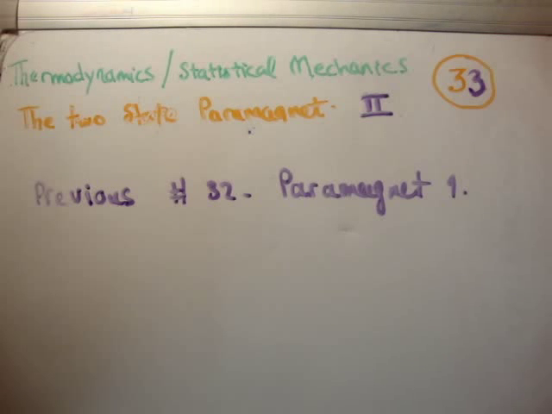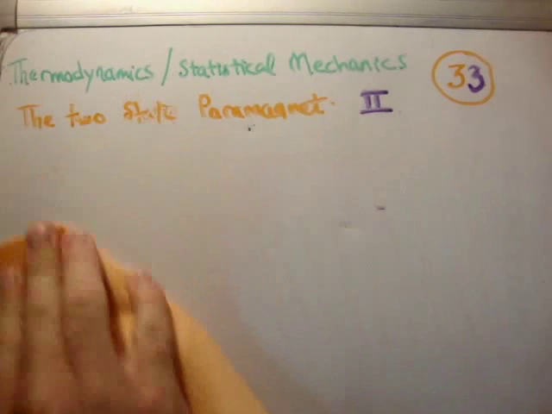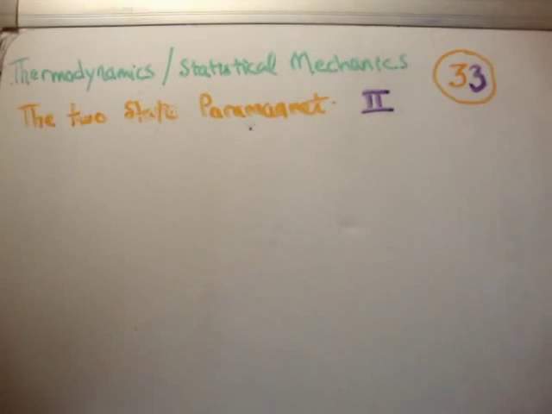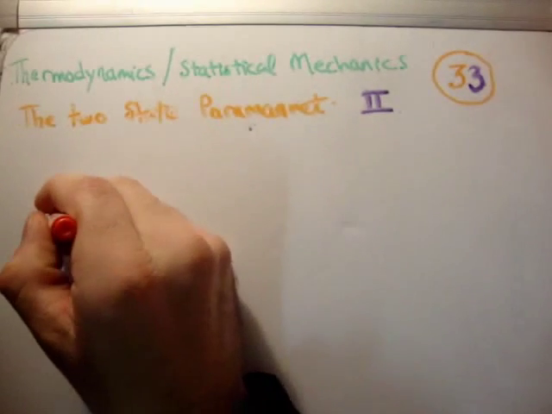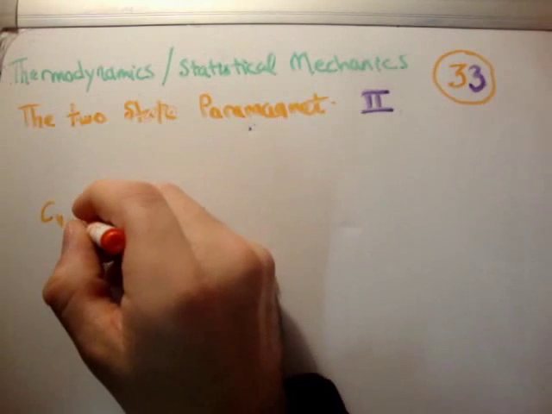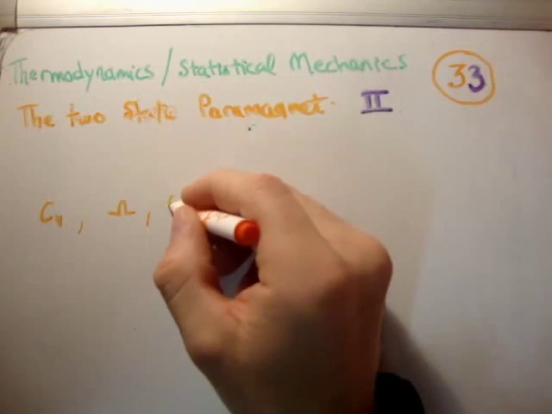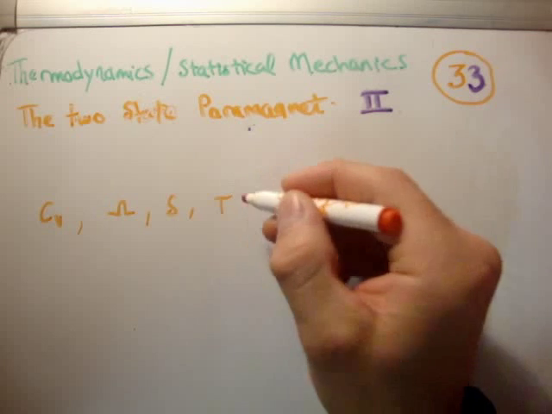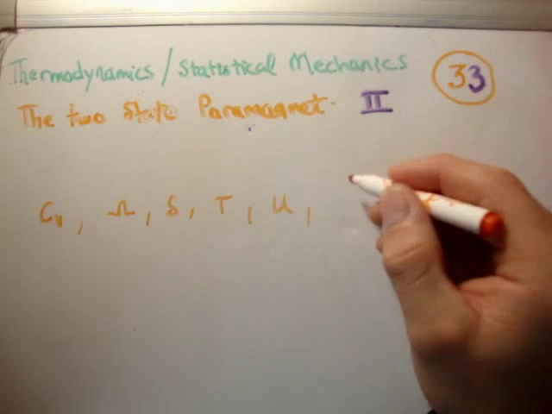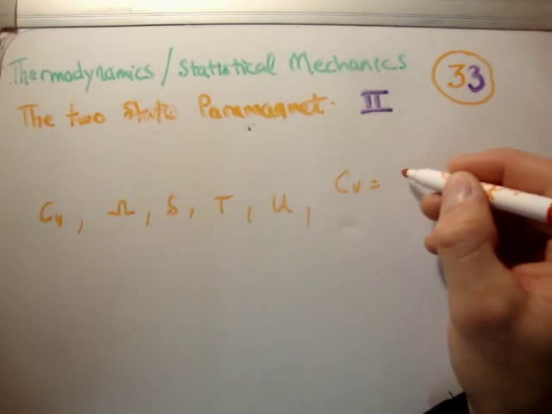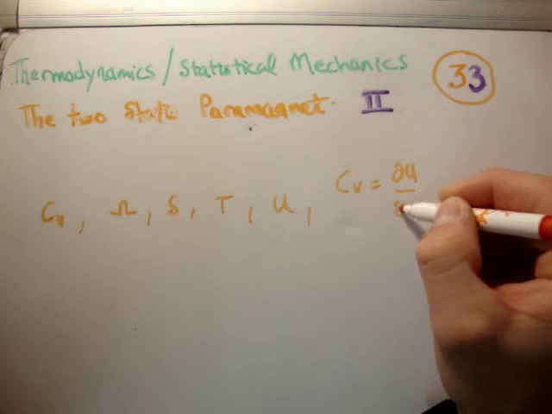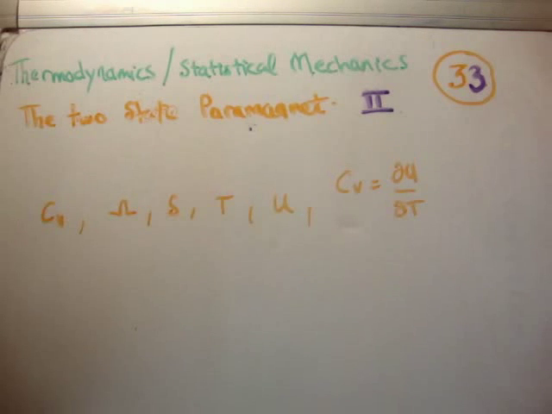So what's the point? The point of this is that we want to use the process to calculate the heat capacity, which I described in a previous video, whereby you get the multiplicity, you get the entropy, you get the temperature, you get the energy, and then finally you get C sub V is ∂U/∂T. Right, that's what we want to do, just to prove it.